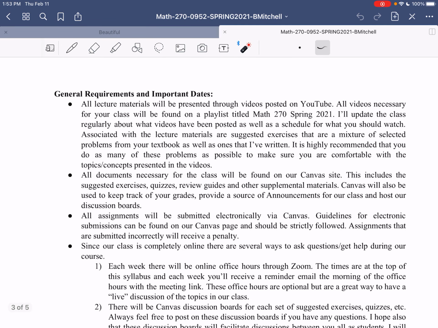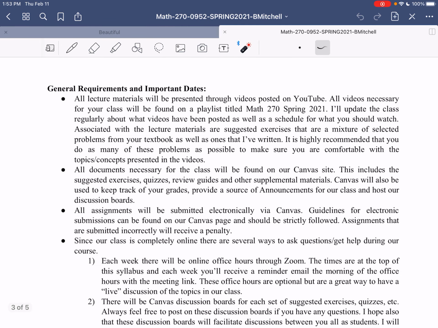So with page 3 here, we just want to talk about some general requirements. A lot of this stuff we've already mentioned about how the class runs, but I just want to highlight it again. And I also want to point out some important dates, specifically important dates that are true for all classes at El Camino in the spring here.